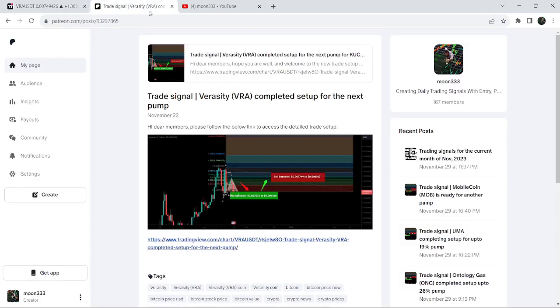And I would also like to share with you my most recent trade signal for Verasity that I shared a few days ago on 22nd of November 2023 with my members. And this move has produced almost 21% pump.